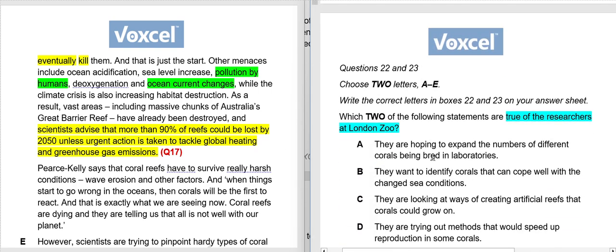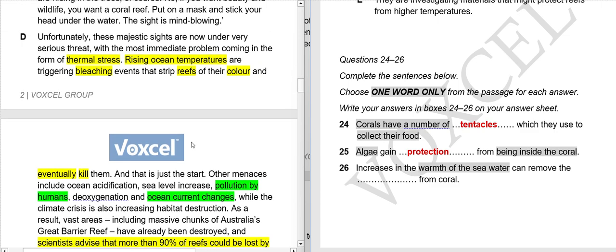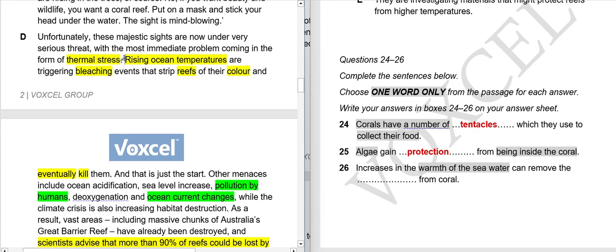Okay, let's read the next paragraph. True for researchers, nothing about that. Increase in the warmth of seawater. So we have read something about rising temperatures here. Increases in the warmth of sea temperature can remove the dash from coral. Rising ocean temperatures triggering bleaching events that strip reefs of their color and eventually kill them. So our answer to this question is between here and here.